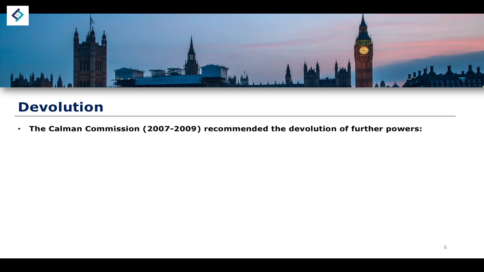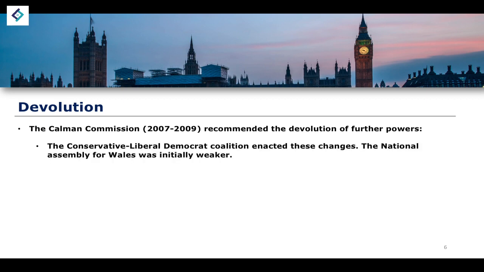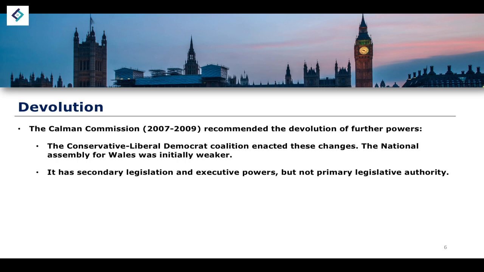Then the Calman Commission comes along in 2007 to 2009 and recommends that further powers be devolved. And after the end of the Calman Commission and going into 2010, the Conservative-Liberal Democrat coalition decided to enact these changes, with the National Assembly for Wales, for example, being initially quite a lot weaker.